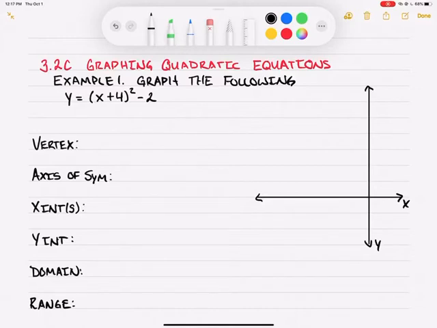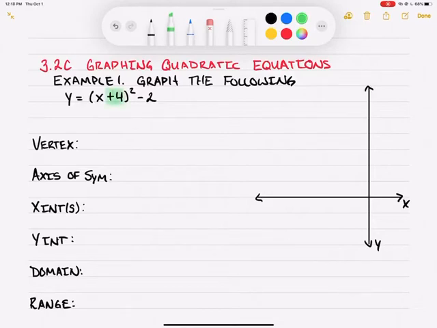To graph this quadratic, the first thing we need to find is a set of points that we can use. The first point that you really want to focus on is the vertex. And the way you find that is you just look at your quadratic in general. We have x plus 4 squared minus 2.